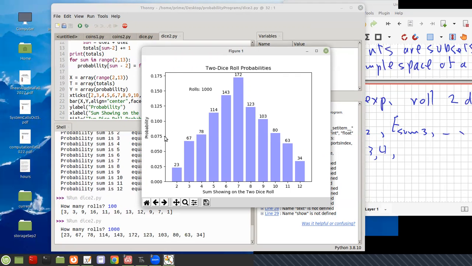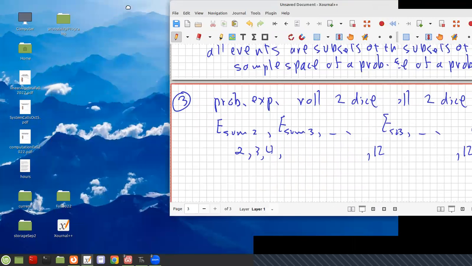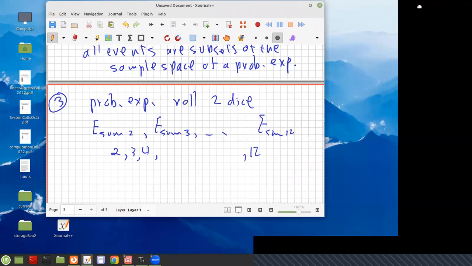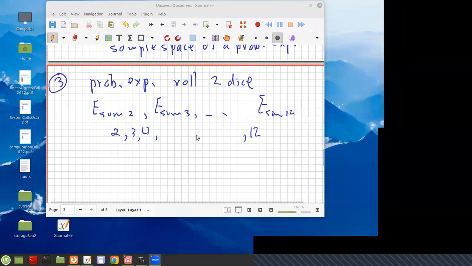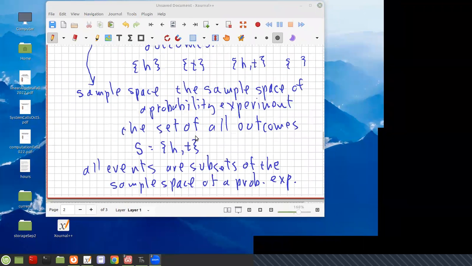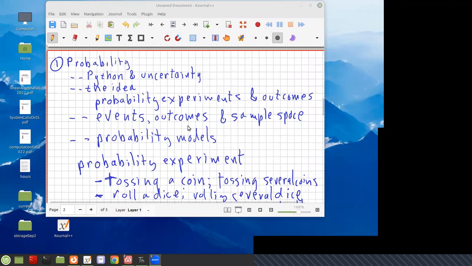Run these experiments and play with them with some big numbers to see what's going on. For that last one, you may need to do that in the virtual machine, even if you have Thonny running natively, because there are some other libraries it uses that you might have to install to get the graphical stuff working. Okay, so now we have that experiment, and we want to go on and talk about probability models.